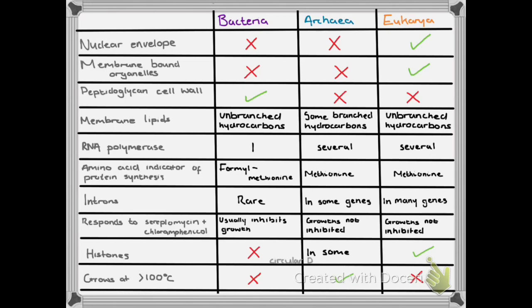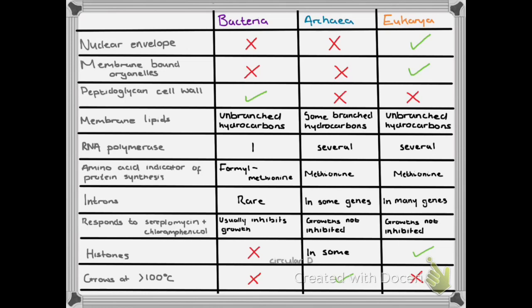The next feature is just a bit of a nice one to know. It's the responses of each of the members of the domain to specific chemicals, such as cerulophthalmicin and chloromethylphenolic. Usually this inhibits bacterial growth, but in archaea and eukarya, growth isn't inhibited.